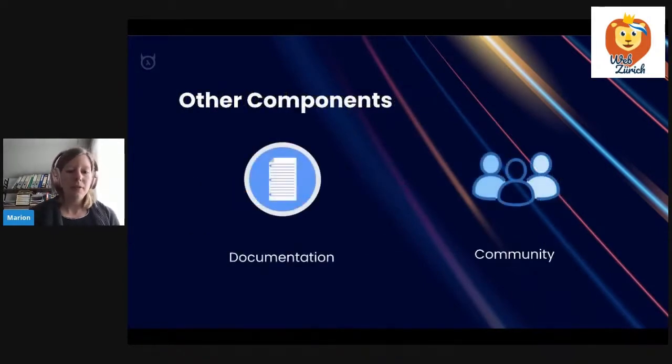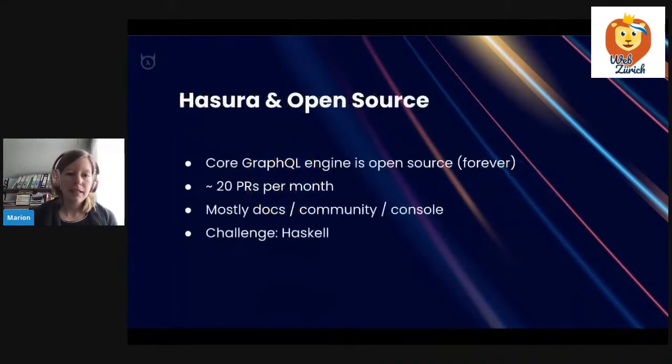Then the other components are, of course, documentation and also community. Community involves mainly sample apps, also tutorials and boilerplates that are largely built by the team, but also by the community. Now, a little bit about the background of Hasura and open source. The core GraphQL engine is open source and will forever be open source. There will also always be efforts put into extending the GraphQL engine and adding new features to it.